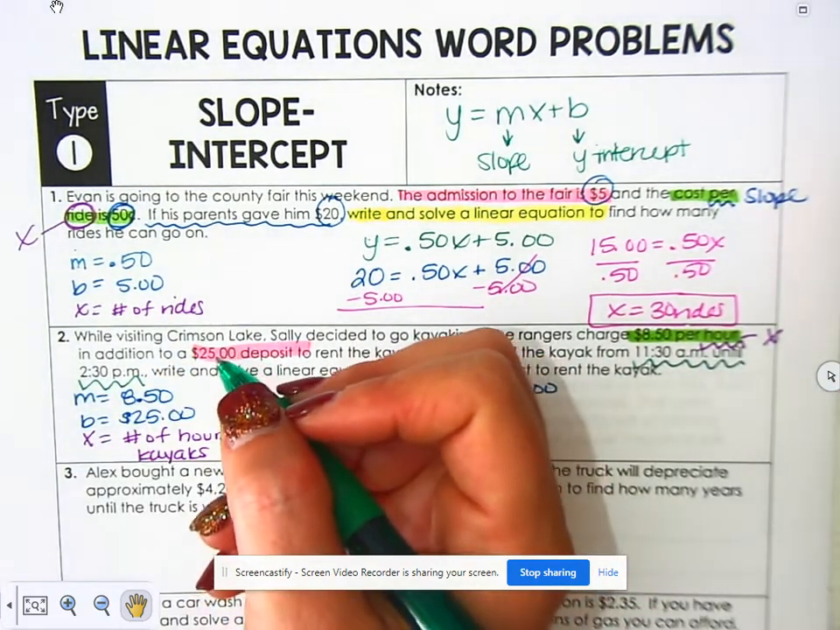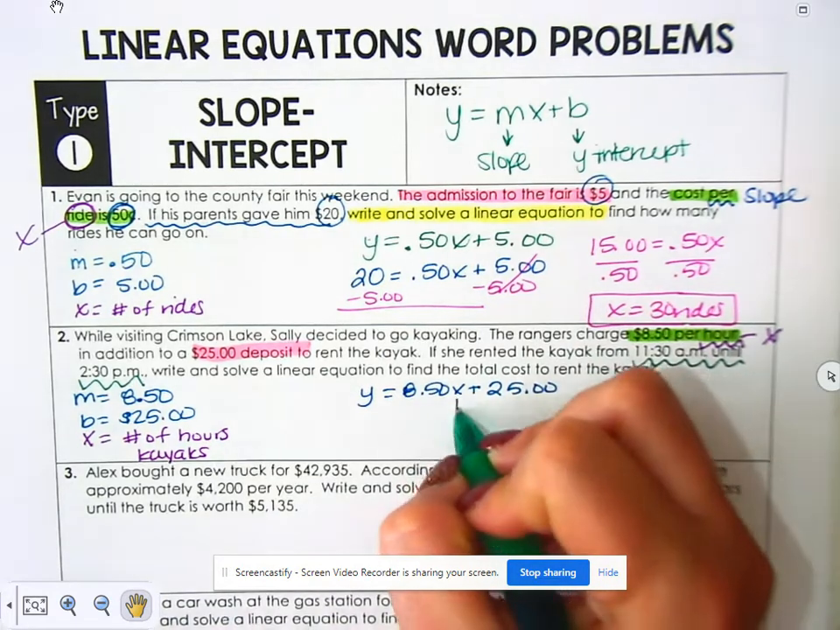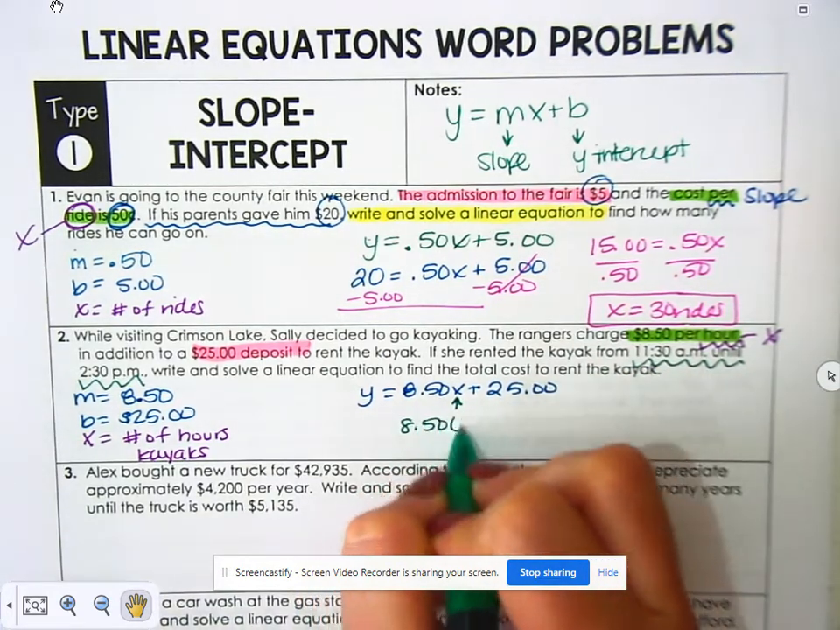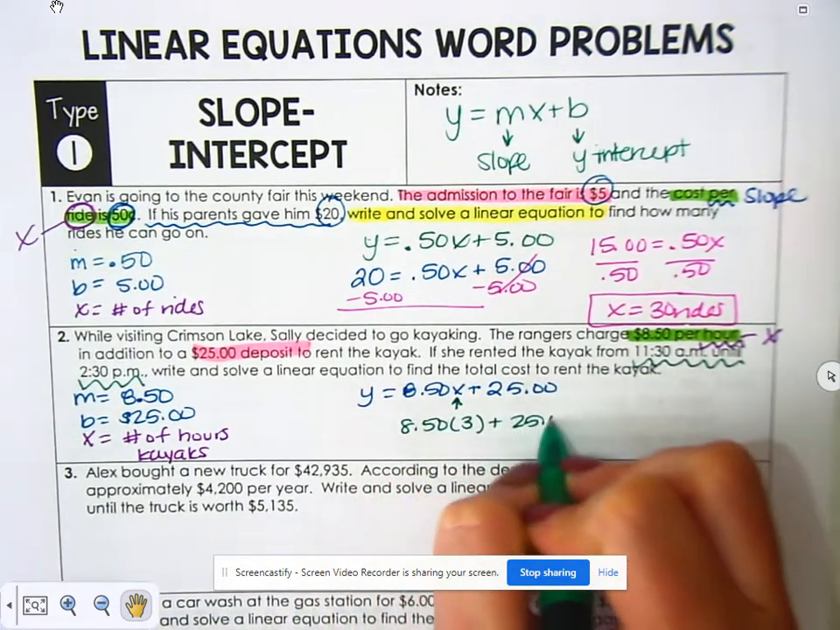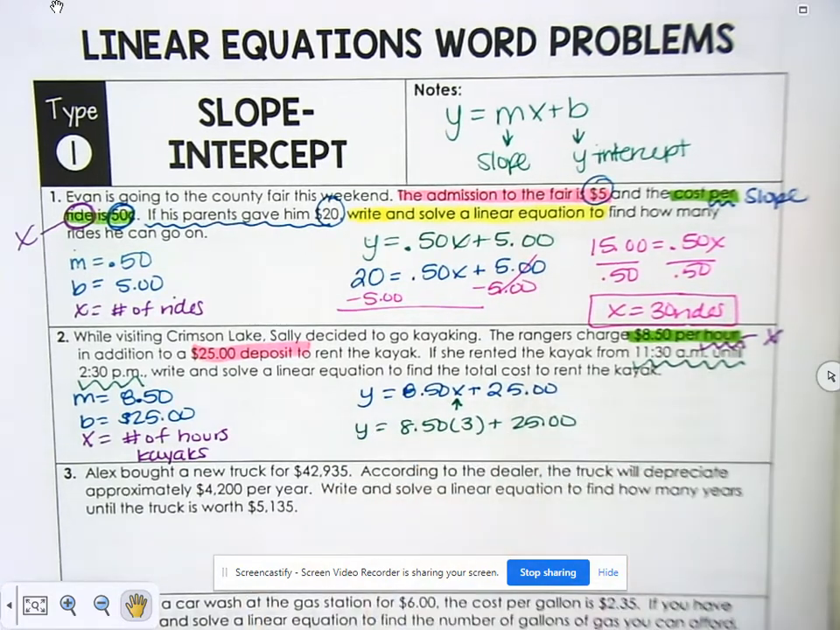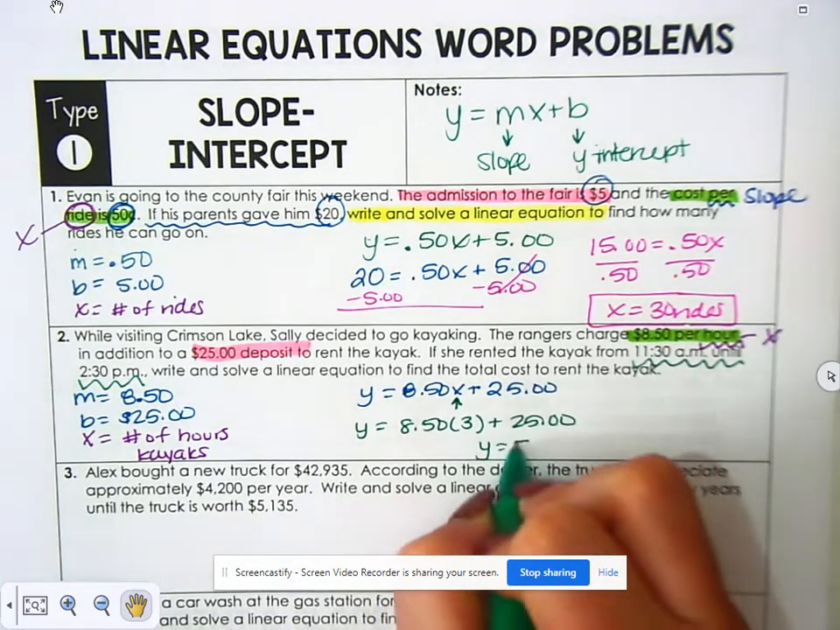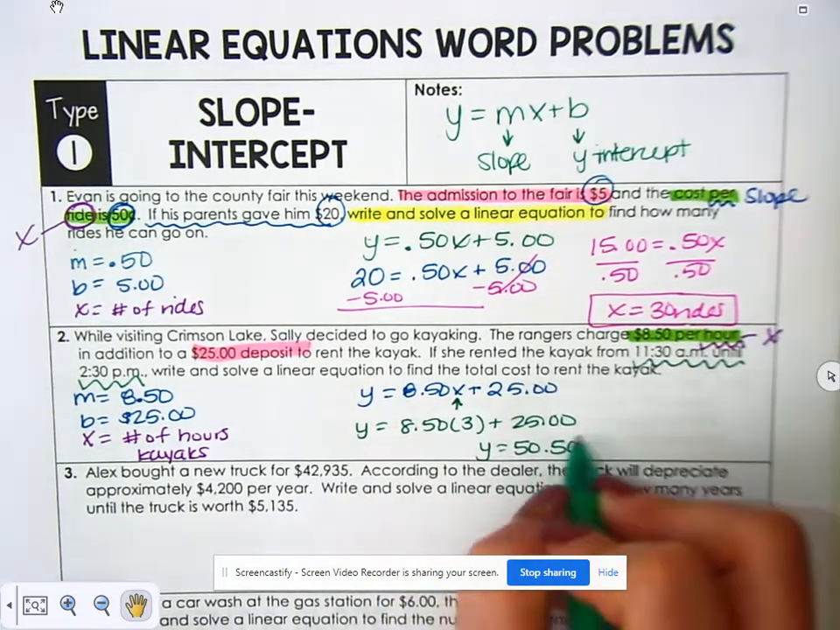So from 11:30 to 2:30 is 3 hours. So that means our X is 3. And y'all, this one's even simpler. You just plug that straight into your calculator, and you are going to get that her Y is $50.50, which is her cost.